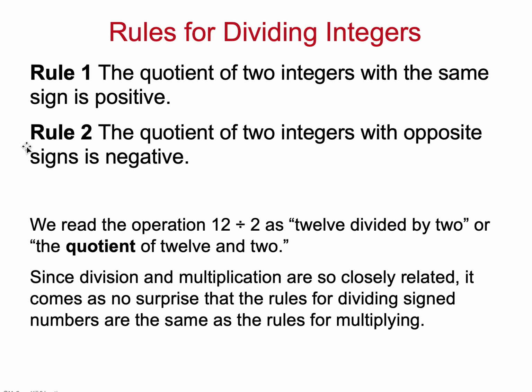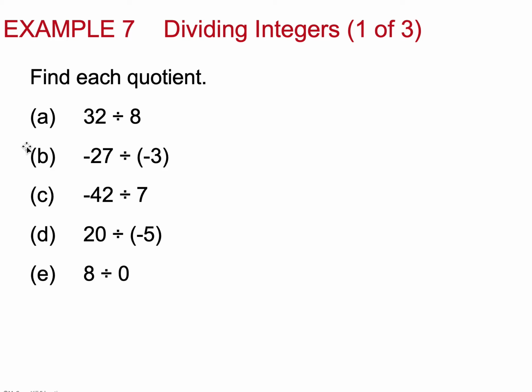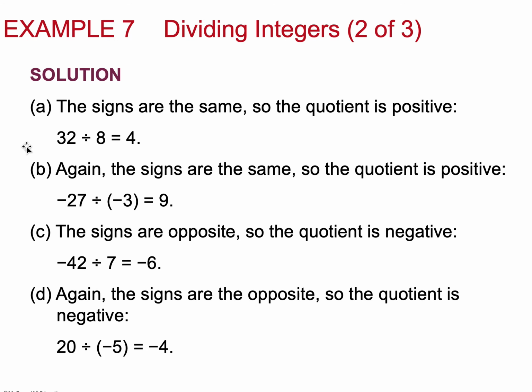If I'm dividing, the rules are the same. If they have the same sign, positive; different signs, negative. And it's important to realize that when we say divided by, we could also use the word quotient, because sometimes that confuses students. So we're going to look at each one of these quotients. So 32 divided by 8 is 4. They have the same sign, so it's positive. -27 divided by -3 is 9. Same sign, positive. 42 divided by -7 is -6. Different signs, so it's negative. 20 divided by -5 is -4. And it's just different signs, so it's going to be negative.